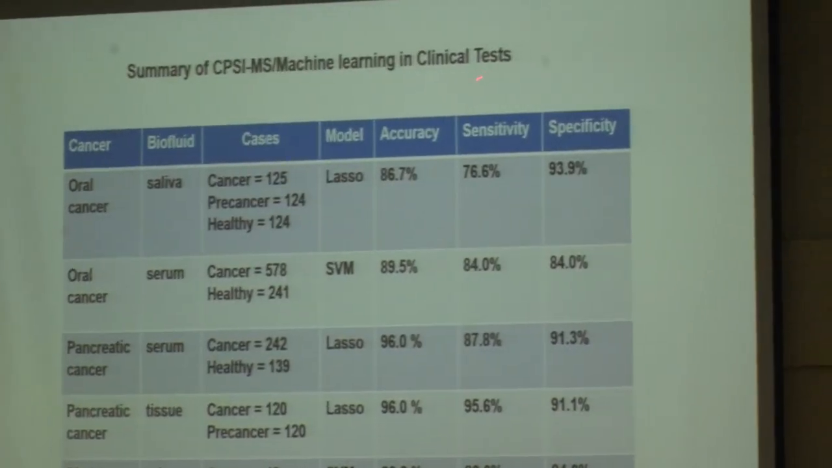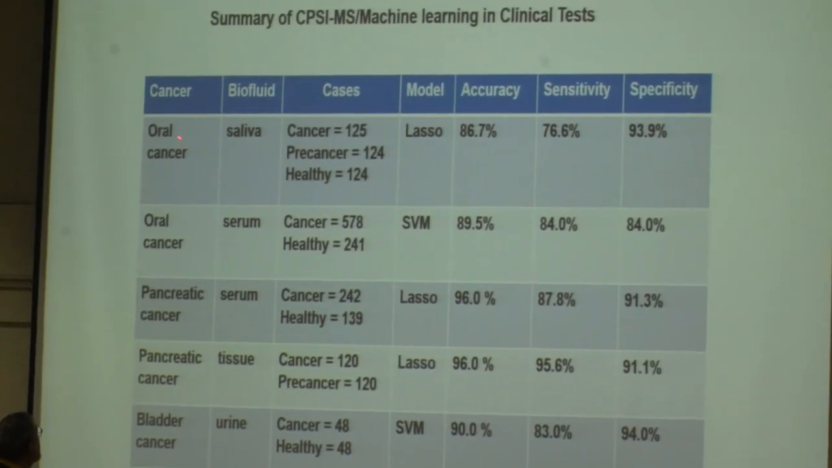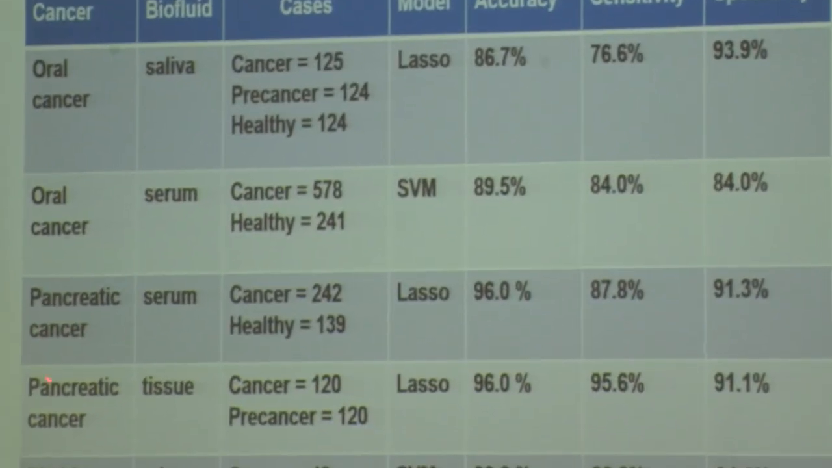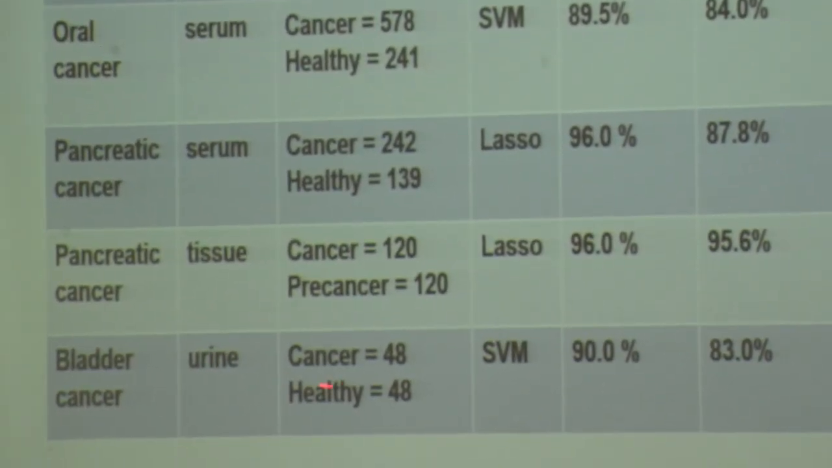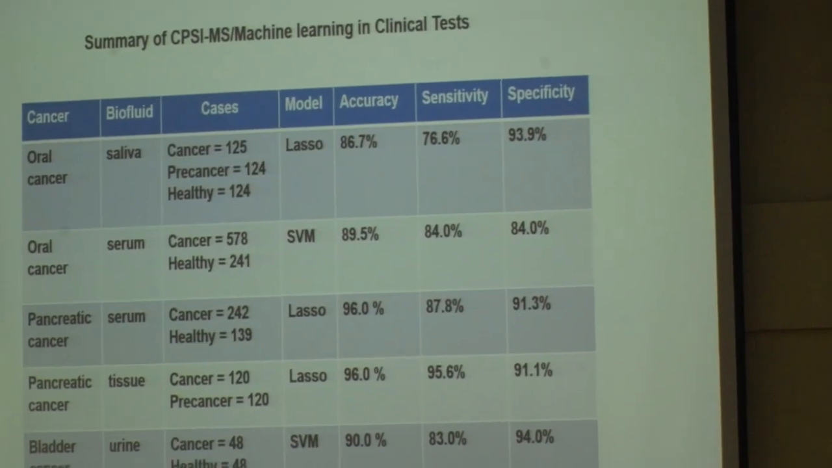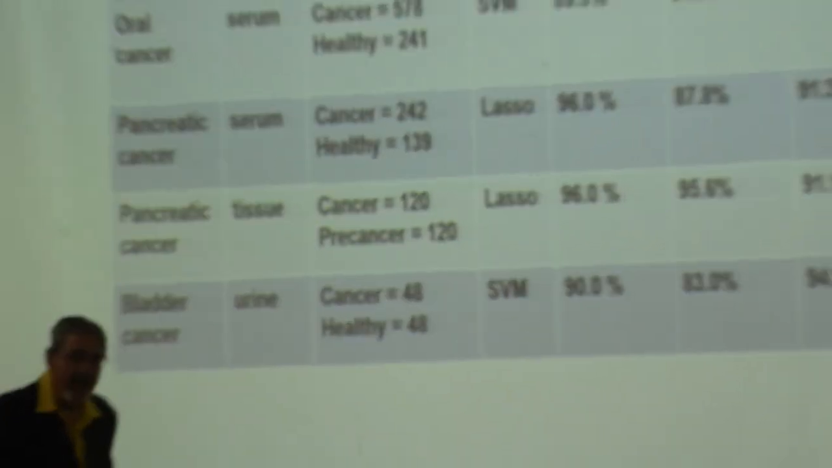Okay, and so here's a summary of this machine learning in clinical tests. We're looking at the oral cancer by saliva, by serum. Here's pancreatic cancer, and here's bladder cancer, which we just started to do. Here's the accuracy, okay, and you get a sense of what it's like. This is outstanding in general, I find, in myself. Let me try to tell you why this has such huge advantages. And now I'm telling you a secret which the medical profession does not generally advertise to you.